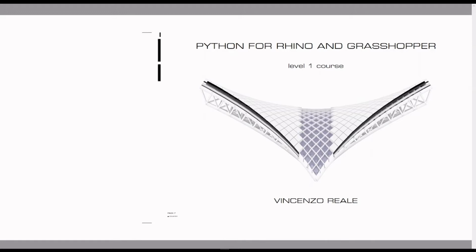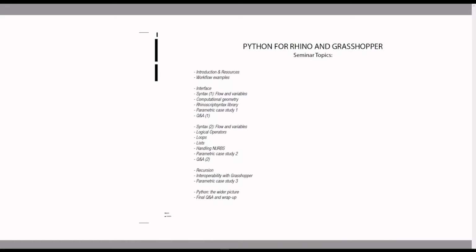In this video, I'm going to show you what we are going to cover in the Level 1 course of Python for Rhino and Grasshopper. This is the list of the topics we are going to cover today. I will provide you a general outline of the Python syntax. We're going to look into variables, data types, statement, flow, to make you acquainted with the Python scripting language.